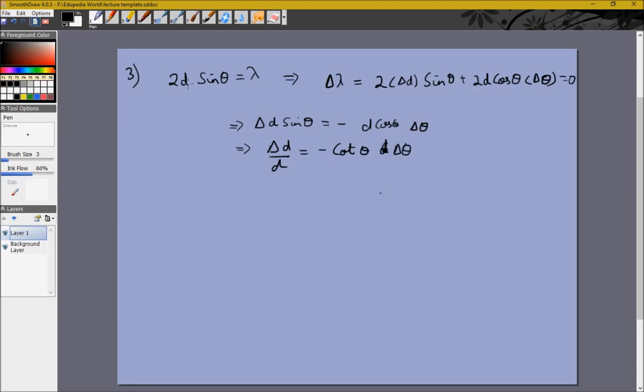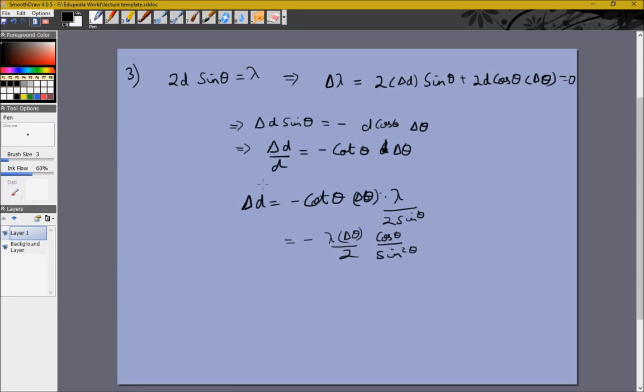And we already know d is lambda by 2 sine theta, so delta d becomes minus cot theta delta theta into lambda by 2 sine theta, which is minus lambda delta theta by 2 cos theta by sine square theta. So we have both formulas, delta d by d and delta d. Delta d by d is the fractional error in d and delta d is the absolute error in d.